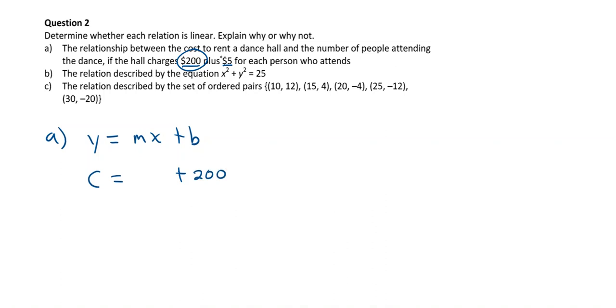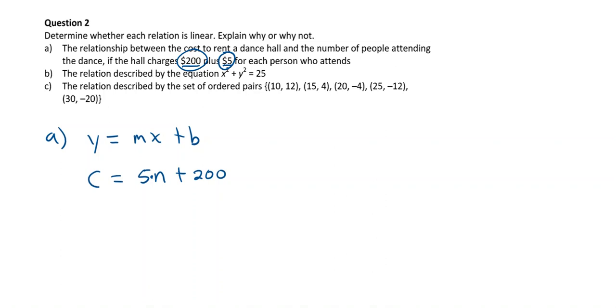And then the $5 for each person who attends. Well, I could call the number of people who attend maybe n instead of an x. It'd be the same thing though. And then it'd be $5 for every one of those. So $5 times the number of people who attend, and then plus my 200. So would this thing be a line or not? Yes, that's that y is equal to mx plus b. So that's probably good enough.